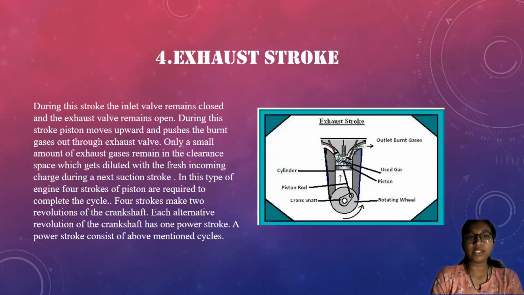Exhaust stroke. During this stroke, the inlet valve remains closed and the exhaust valve remains open. The piston moves upward and pushes the burnt gases out through the exhaust valve. Only a small amount of exhaust gases remains in the clearance space, which gets diluted with the fresh incoming charge during the next suction stroke. In this type of engine, four strokes of the piston are required to complete the cycle. Four strokes make two revolutions of the crankshaft. Each alternate revolution of the crankshaft has one power stroke.